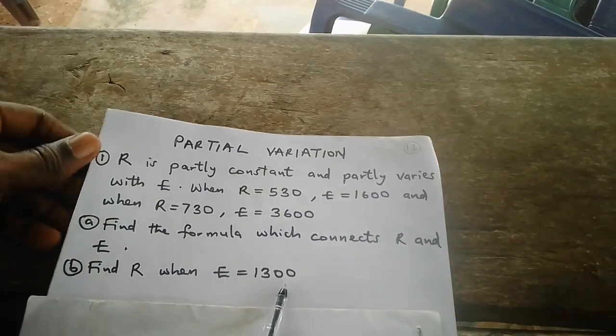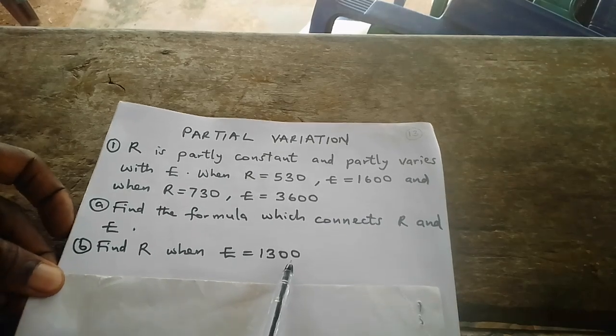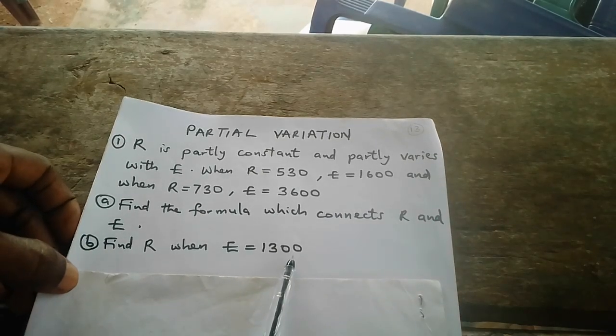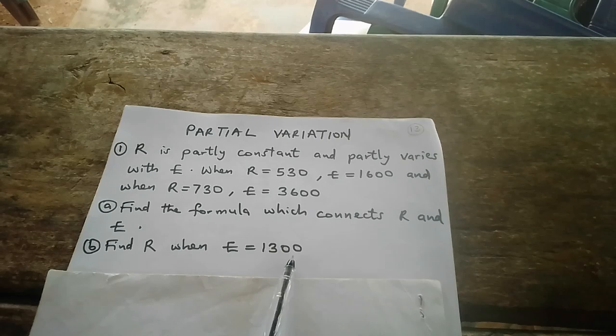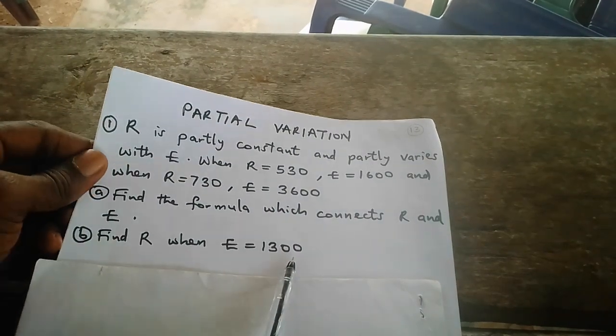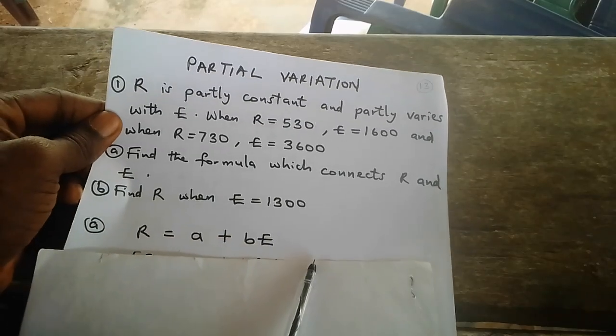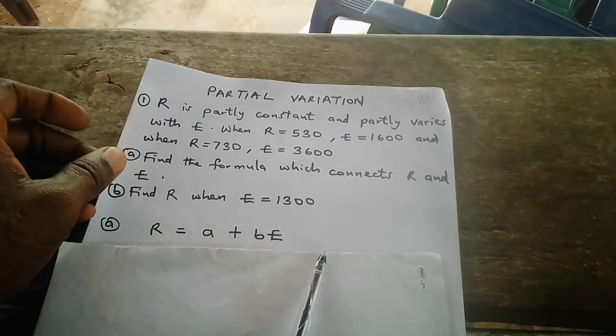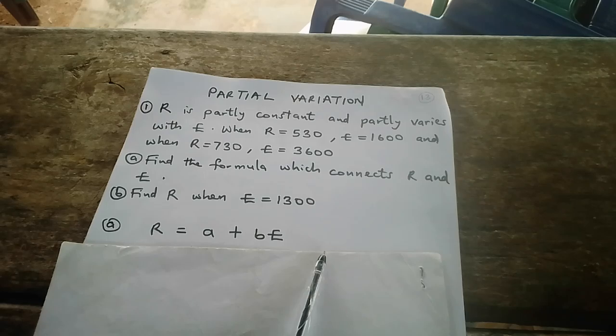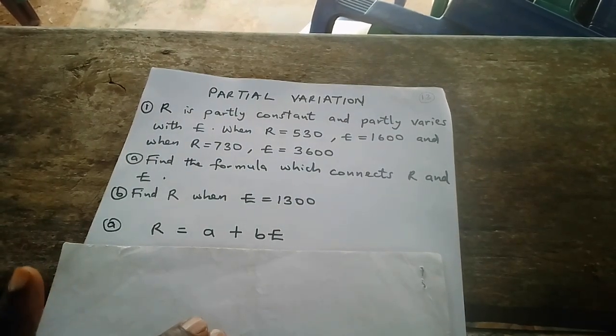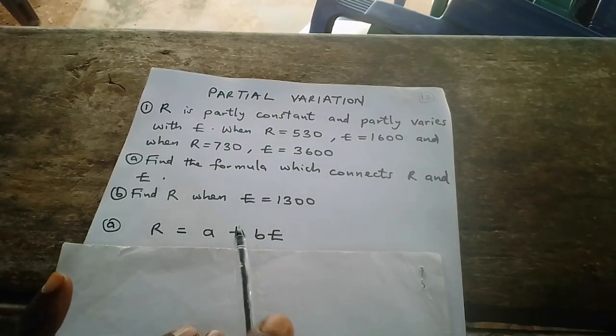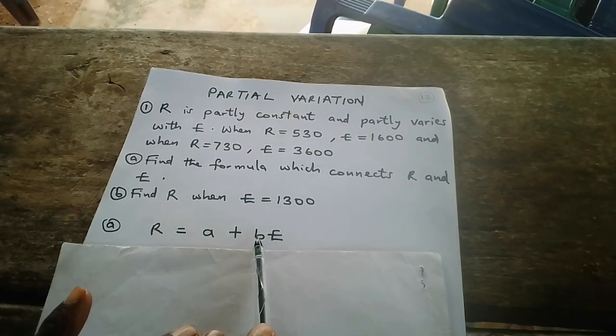I've told you earlier that anytime you are having any problem on variation like this, you must always look for the formula or relationship that connects them, either you are told to look for it or not. Though in this question we are told to look for the formula that connects them. And I've told you that in partial variation you have a fixed constant and a varying constant. So if we use A to represent the fixed constant and B to represent the varying constant.